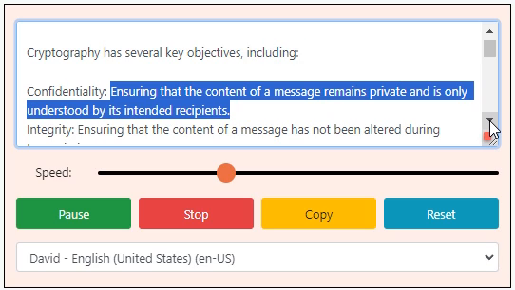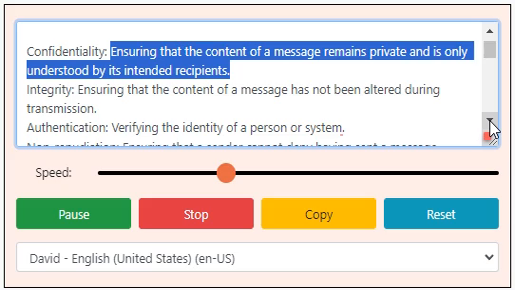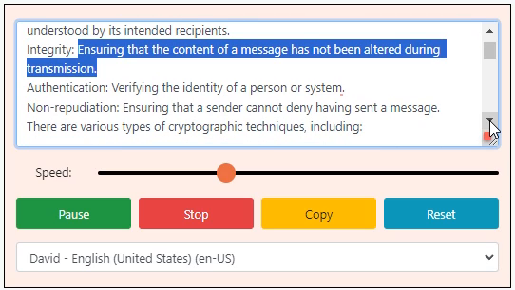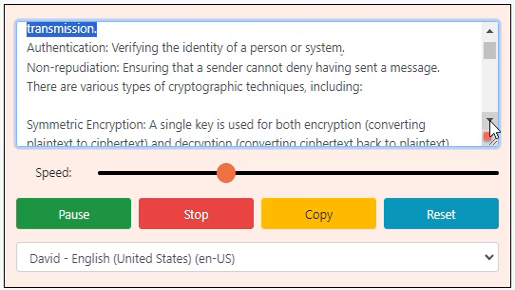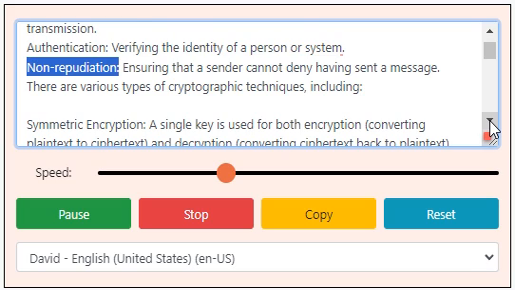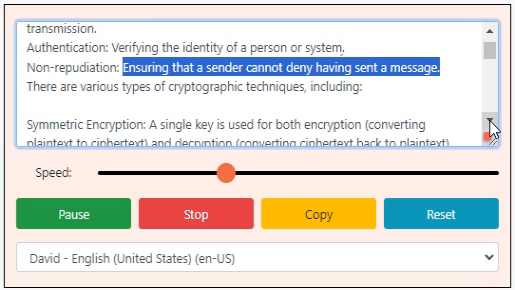confidentiality, ensuring that the content of a message remains private and is only understood by its intended recipients. Integrity, ensuring that the content of a message has not been altered during transmission. Authentication, verifying the identity of a person or system. Non-repudiation, ensuring that a sender cannot deny having sent a message.